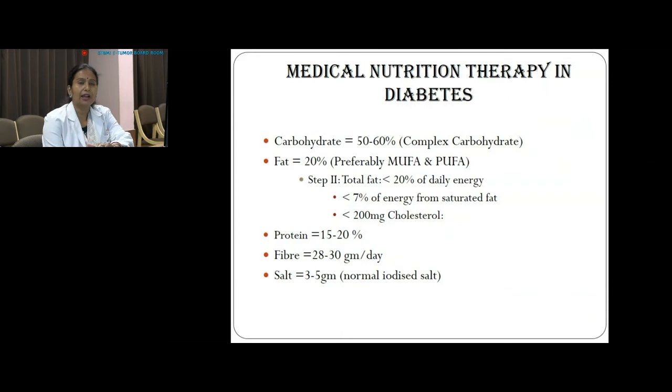Fiber intake plays an important role in diabetes management, that is 28 to 30 gram per day. At least this should be included in the diet. Hypertensive or non-hypertensive patients who have diabetes should not take more than 3 to 5 gram of normal iodized salt.